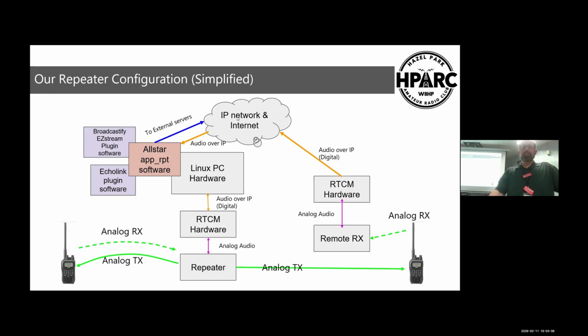There is a module called the Radio Thin Client Module, or RTCM, that takes the analog audio from the radio, or the repeater, digitizes it, encapsulates it in an IP packet, and then sends it to the AllStar Linux PC. From there it gets sent over the internet to other repeaters, or in the case of the voter, it's just the voting audio stream that comes over. In the next couple of slides, we'll go over how the voting works.